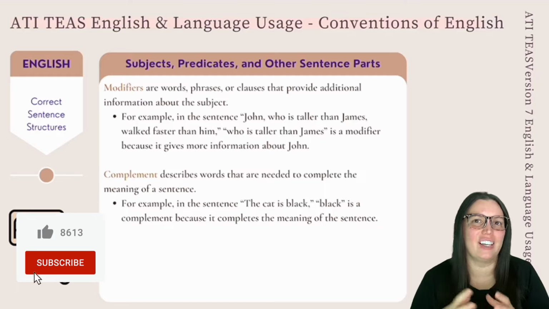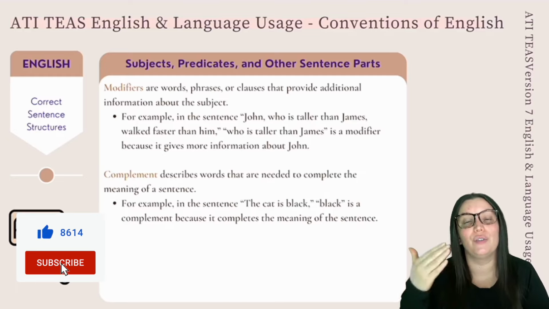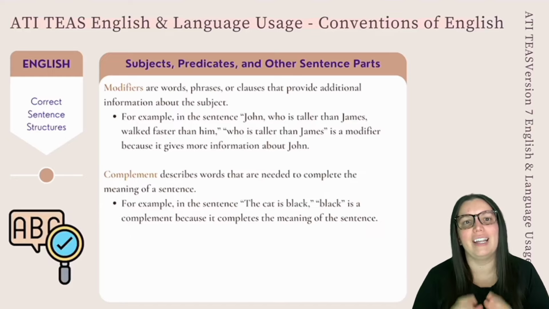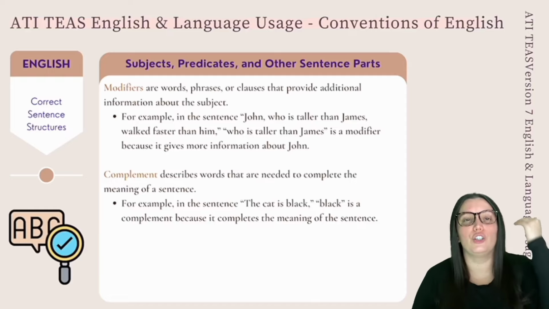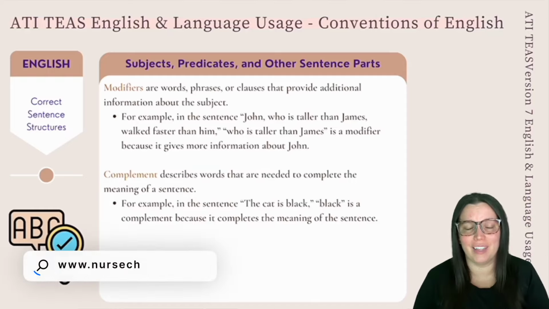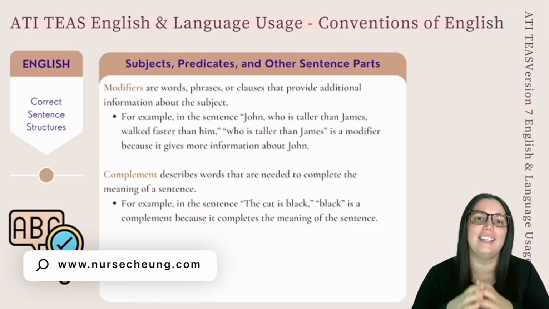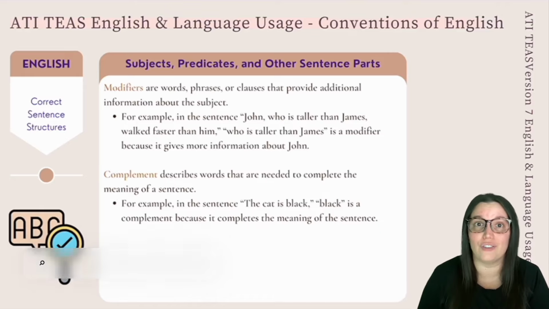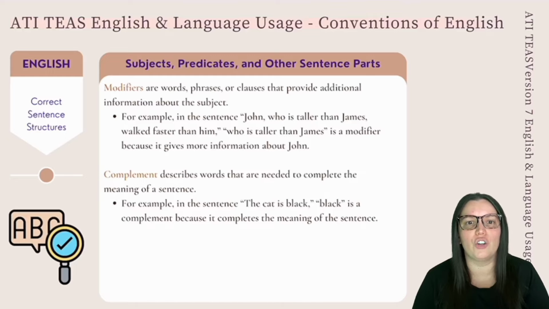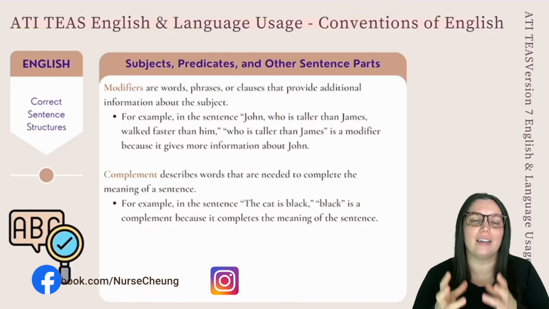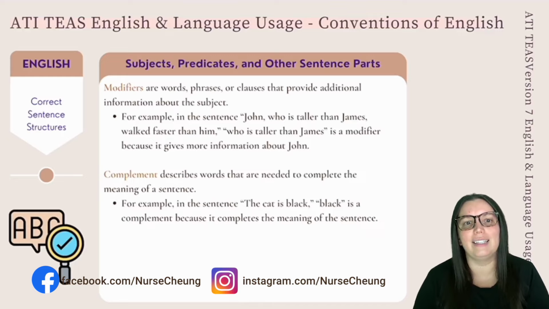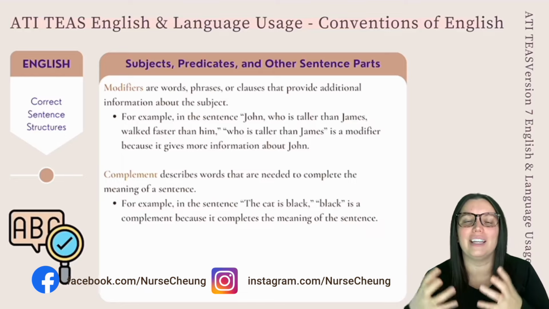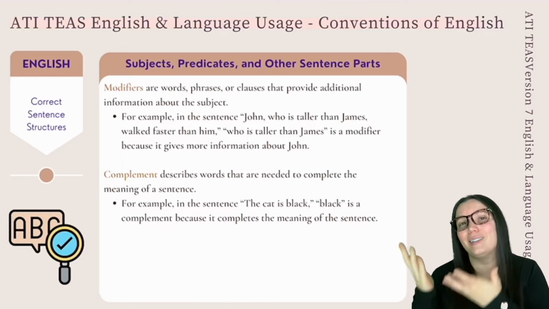Now we have modifiers and complements. So modifiers are words, phrases, or clauses that provide additional information about the subject. So for example, in the sentence, "John, who is taller than James, walked faster than him." That phrase, who is taller than James, is the modifier because it's giving us additional information about John, and it lets us know why he was faster than James. A complement describes words that are needed to complete the meaning of a sentence. So for example, in the sentence, "The cat is black," that word black is a complement because it completes the meaning of the sentence. We know that the cat is black.